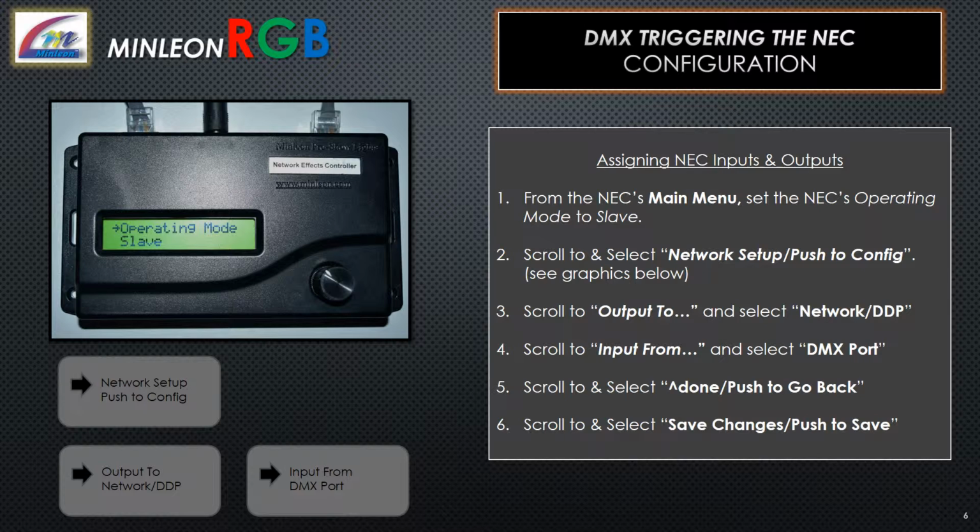Configuration. Assigning NEC inputs and outputs. From the main menu, set the NEC's operating mode to slave. Scroll to and select Network Setup Push to Config. Then scroll to Output 2 and select Network DDP. Scroll to Input From and select DMX port. Then scroll to and select Done Push to go back. Finally, scroll and select Save Changes.